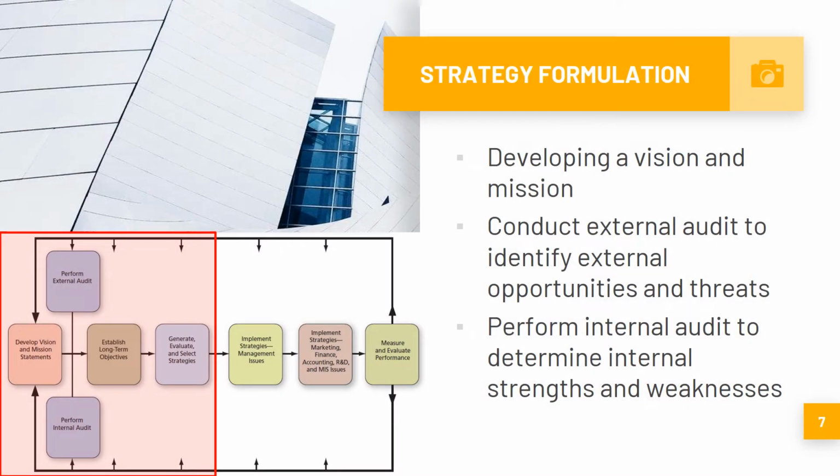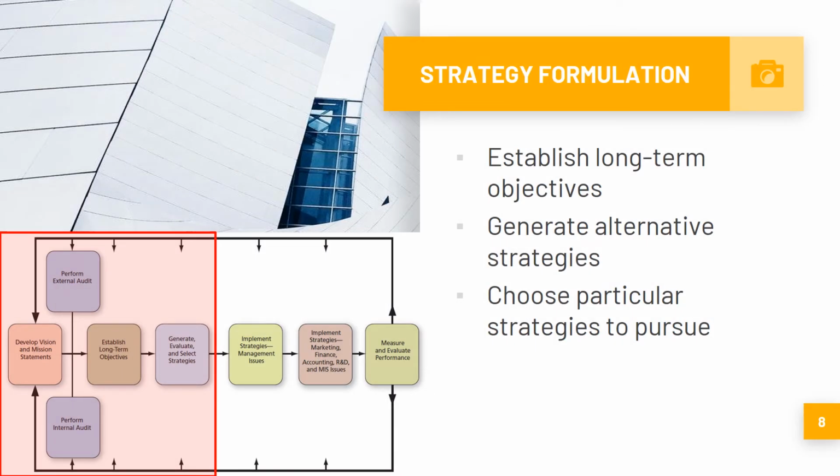In the strategy formulation stage, an organization will attempt to develop its vision and mission. Next, it will conduct external audit. External audit is important for the organization to identify its opportunities and threats. Next, it will perform internal audit to determine its strengths and weaknesses within the organization. Next, it establishes long-term objectives and it generates alternative strategies, and finally it selects the strategies to be implemented in the organization.